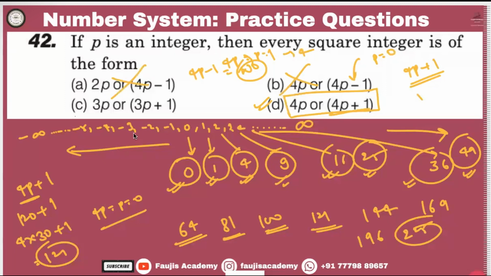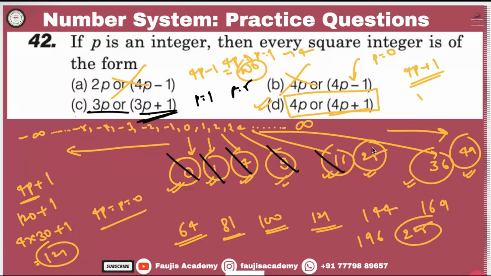Now let's evaluate 3P and 3P plus 1. Whichever works out with 3P or 3P plus 1, I'm striking it with this black marker. If we put P equal to 0 over here, it will work out. 3P plus 1, if we put P equal to 1, this will again work out. 3P, divisible by 3, works out. 16, 3P plus 1 with P equal to 5, yes, it works out.